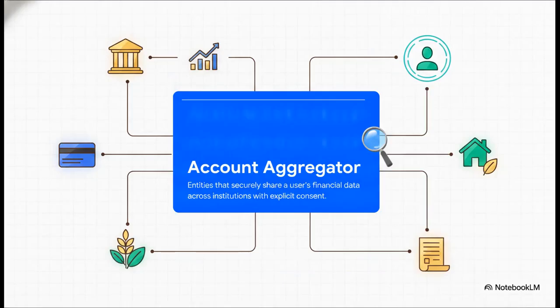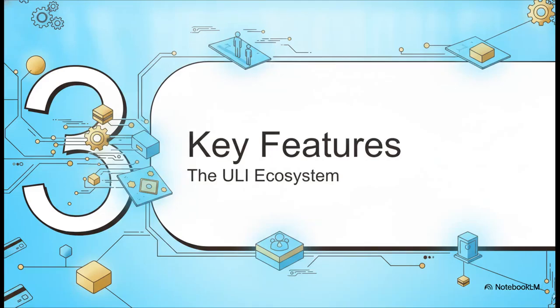Now, a really critical piece of this puzzle that you need to know about is the account aggregator, or AA. AAs are RBI-regulated entities that securely collect and share your financial data across institutions, but, and this is key, strictly with your explicit consent. Now, while AAs have primarily handled banking and financial data up until now, ULI expands this whole ecosystem. It integrates non-financial data like agricultural data or property records, giving the lender a complete 360-degree view of a borrower's financial health.